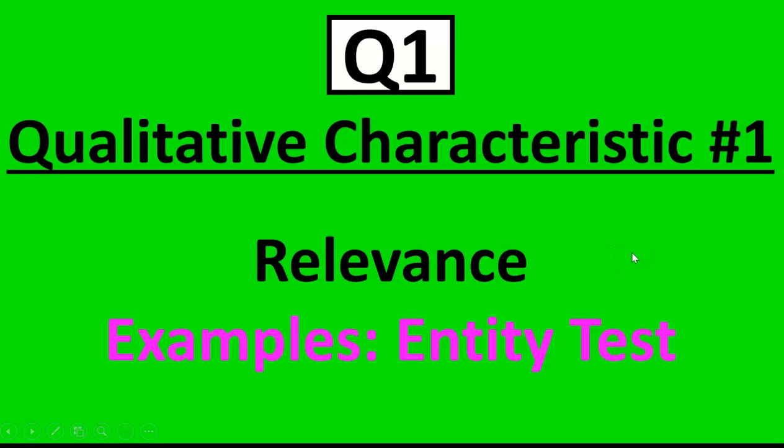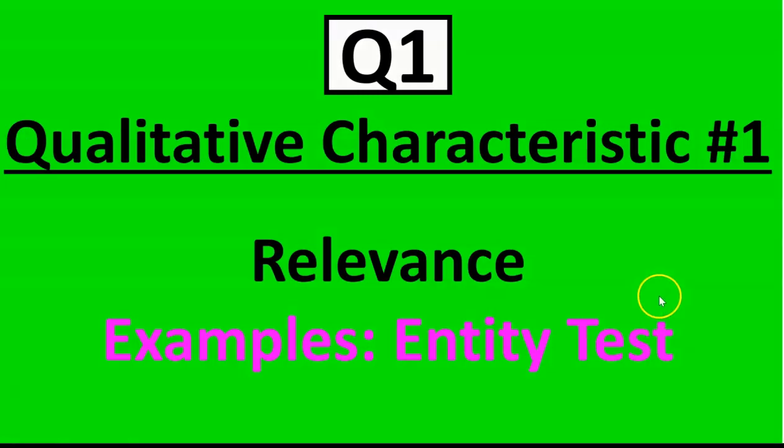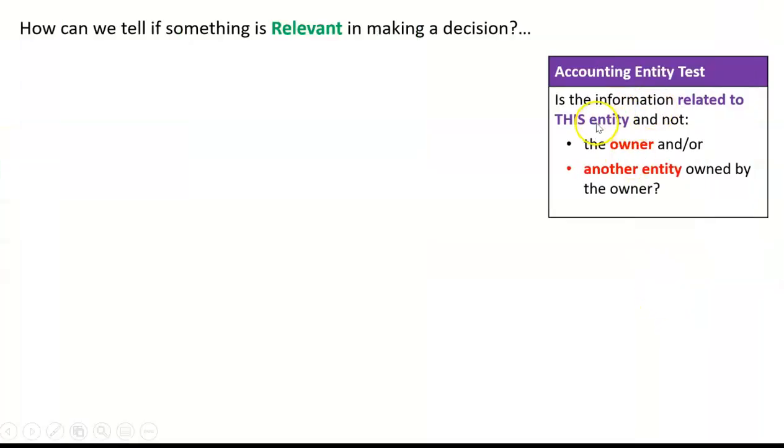The second test to determine whether something is relevant is the entity test. The way that works is the information relates to this entity and not the owner, which is a separate entity, or maybe another entity owned by the owner, so another business. And we'll remember that when we did accounting assumptions, this was actually one of our accounting assumptions.